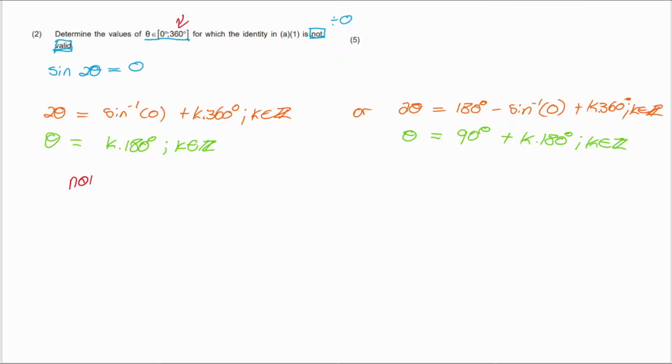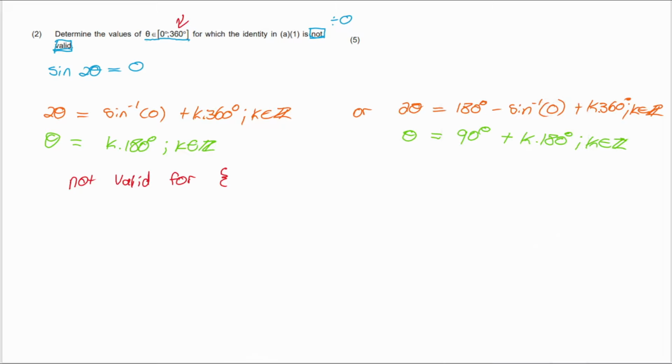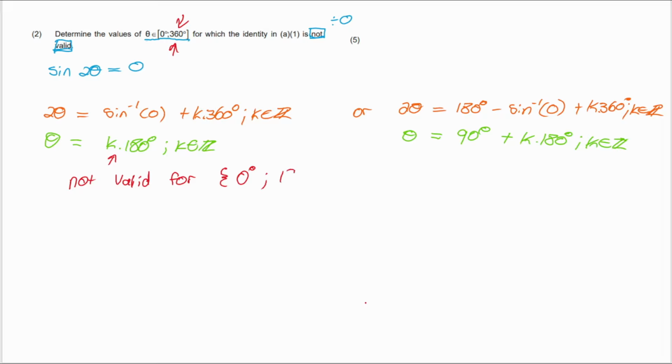Okay, so it's going to be not valid for, okay, and here we're just going to be putting in different values for k, right? So over here, if we have k is 0, we're going to get 0 degrees, which lies in this interval. Okay, so we get 0 degrees, and then if k is now 1, we're going to get 180, right? So 180, and then if k is 2, we get 360.